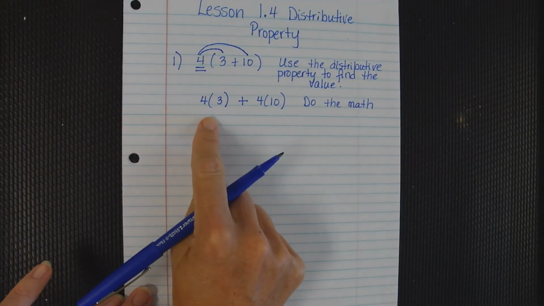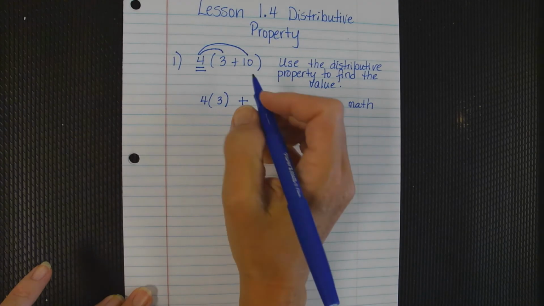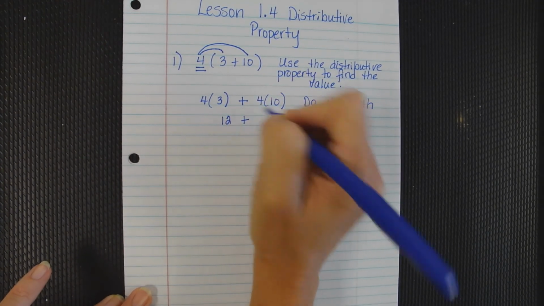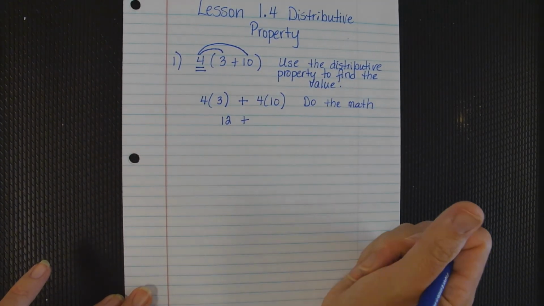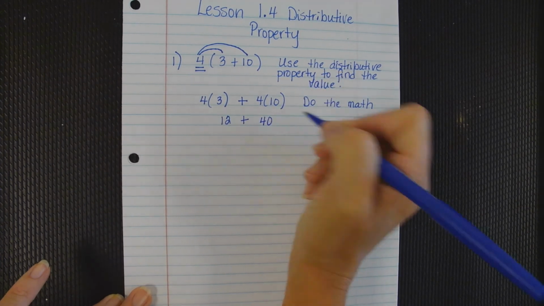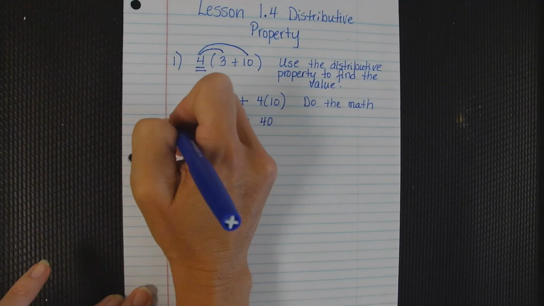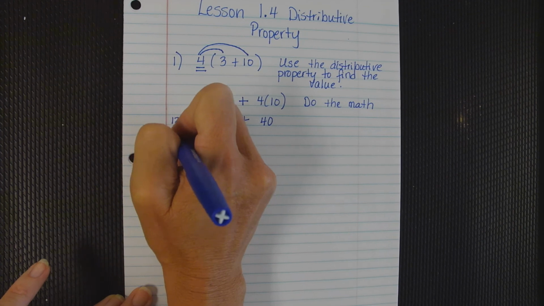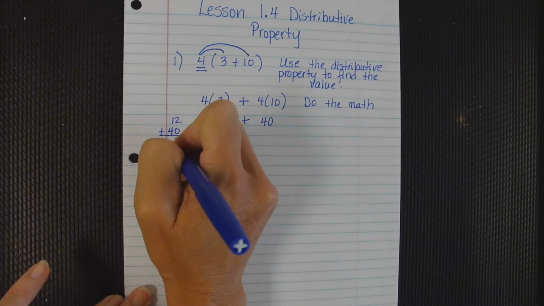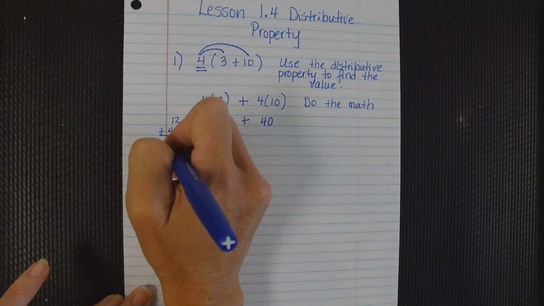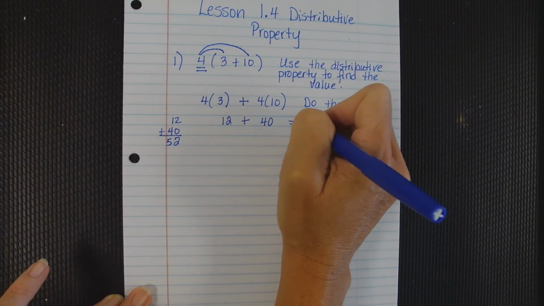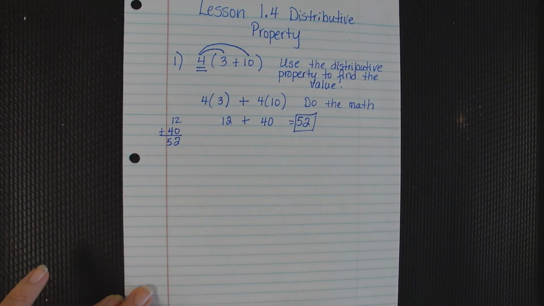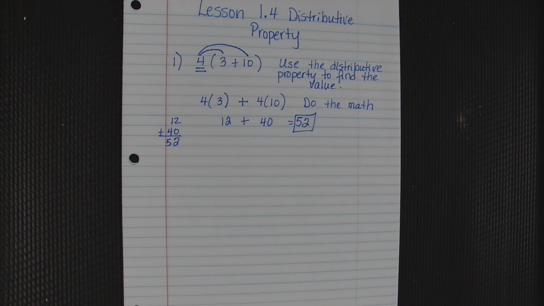Guys, what is 4 times 3? 12. So I have 12 plus, what's 4 times 10? 40. And you add those together, 12 plus 40. I'm going to do my math over here because I'm not ashamed to say that I need that. Answer's 52. Okay, that was pretty easy.